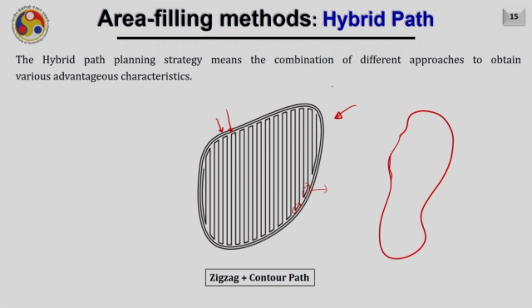However, if I use contour parallel all the time, we know that it may leave some cavities behind. So a combination of zigzag as well as contour parallel gives us the best option. In a similar fashion, you can use the combination of any two tool paths to obtain the hybrid path.